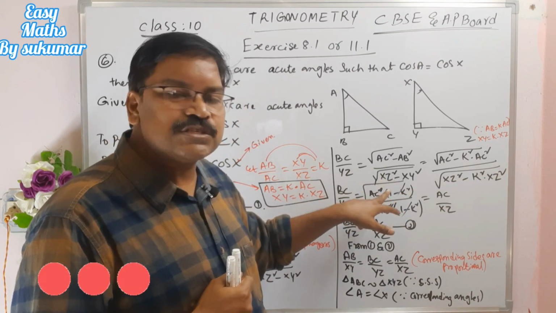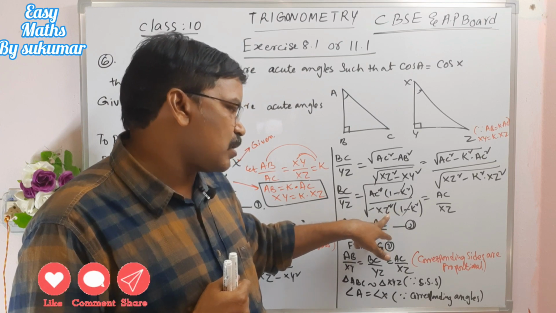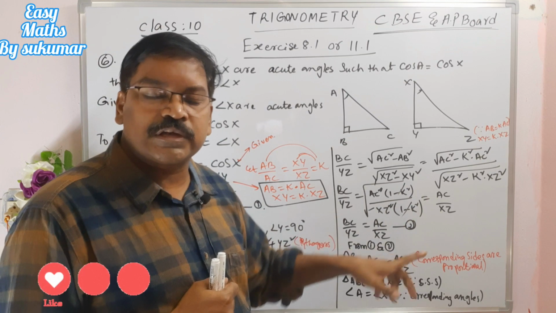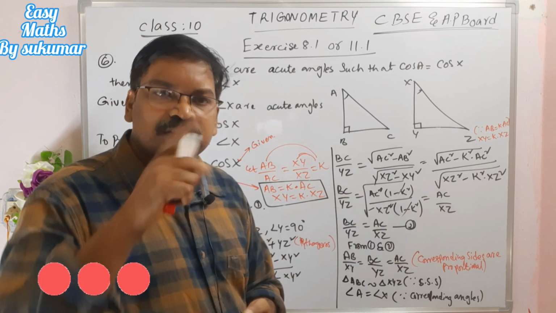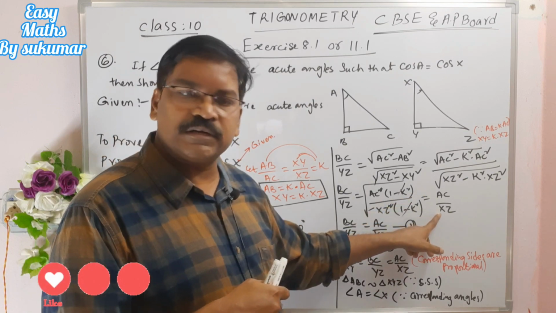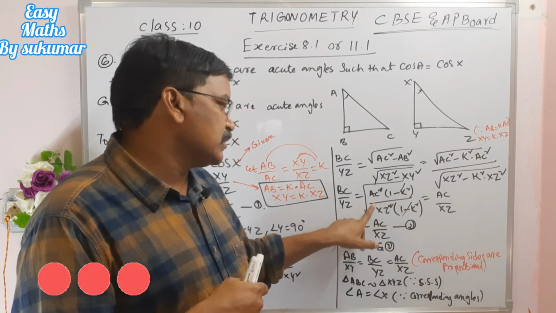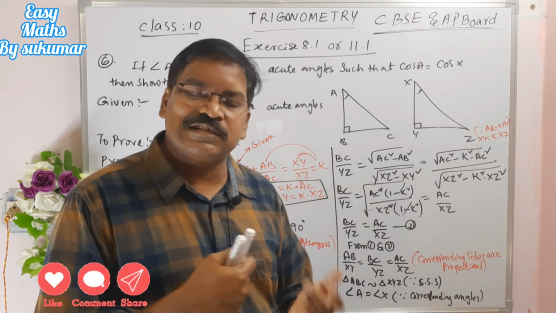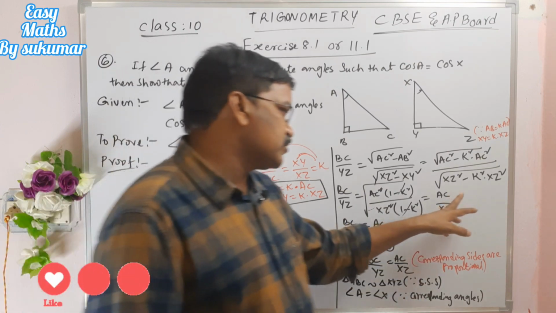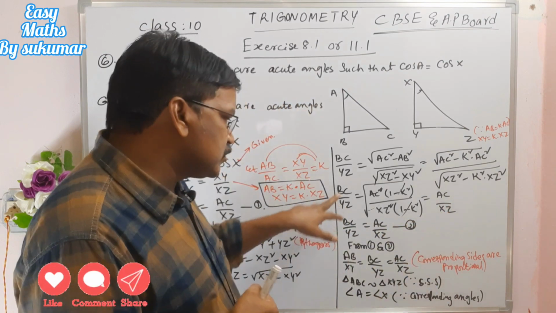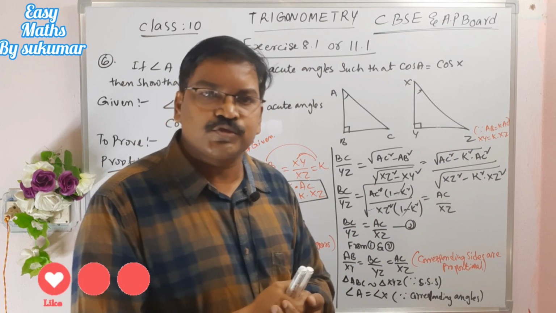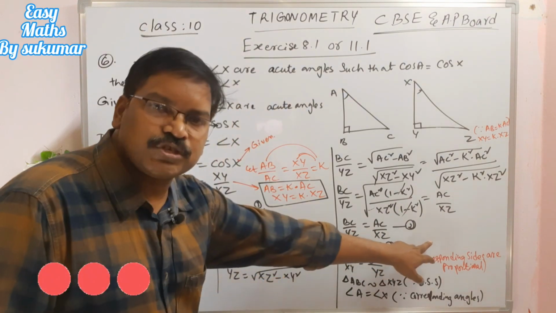Therefore, if you take AC square as common and XZ square as common in the numerator and denominator, we will get 1 minus K square as a common factor. Then we can cancel 1 minus K square in both numerator and denominator. Finally, what is here? Square root of AC square by XZ square. So square and root also get cancelled. Then it is equal to AC by XZ. That means BC by YZ is equal to AC by XZ. So my dear students, here this is equation number 2.